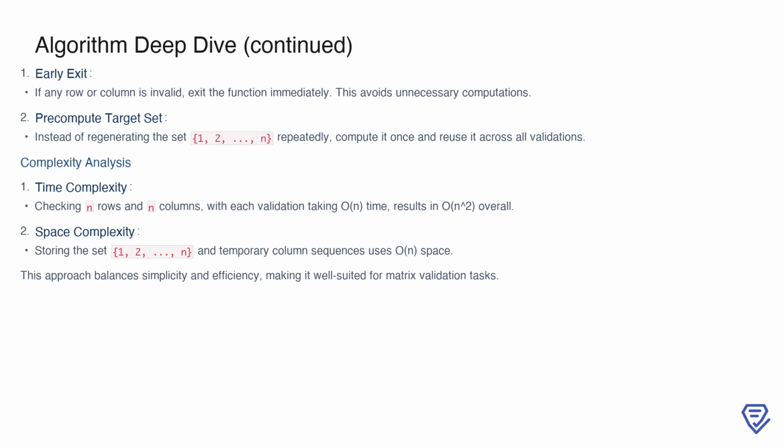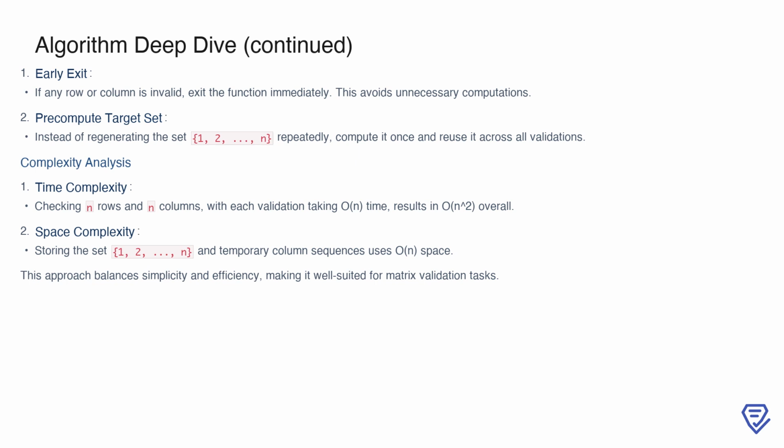To further optimize the algorithm, we can introduce a couple of enhancements. First, we can implement an early exit mechanism. If any row or column fails validation, we can stop processing immediately, avoiding unnecessary computations. This ensures the algorithm terminates as soon as it detects an invalid row or column. Second, instead of generating the target set {1, 2, ..., n} repeatedly within the is_valid function, we can pre-compute it once and reuse it throughout the validation process. This reduces redundant operations and improves efficiency.